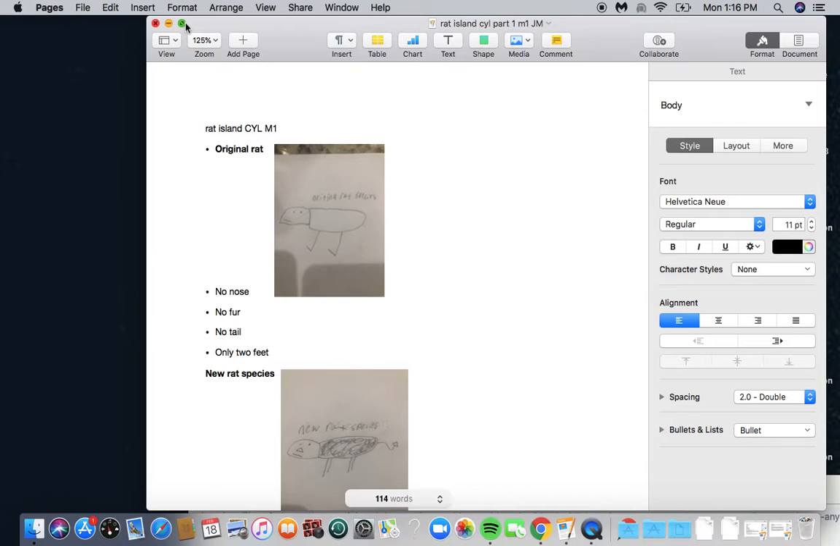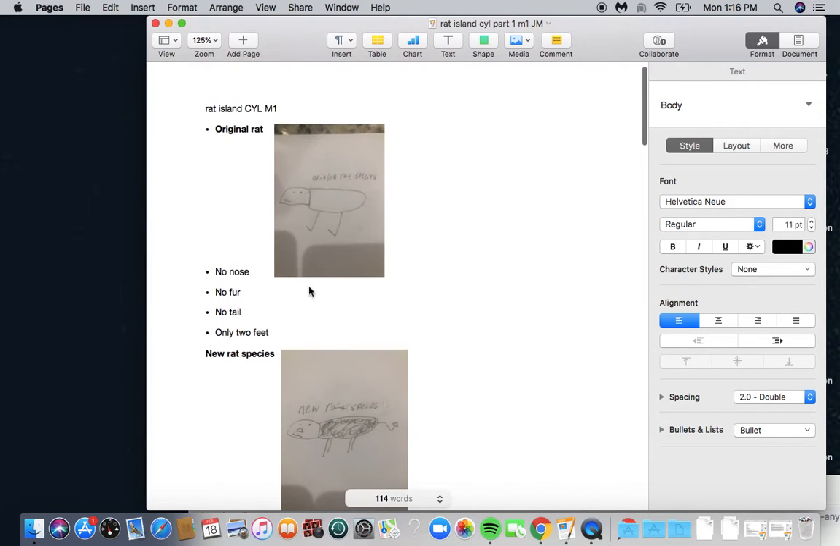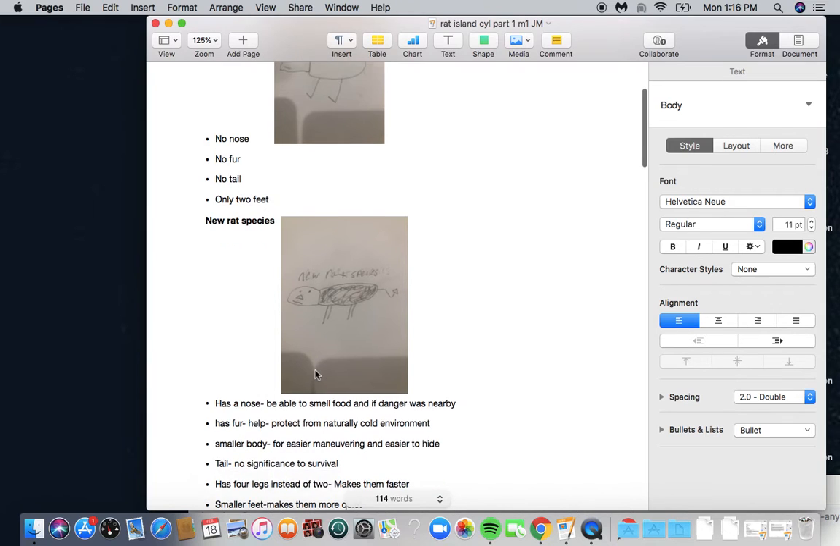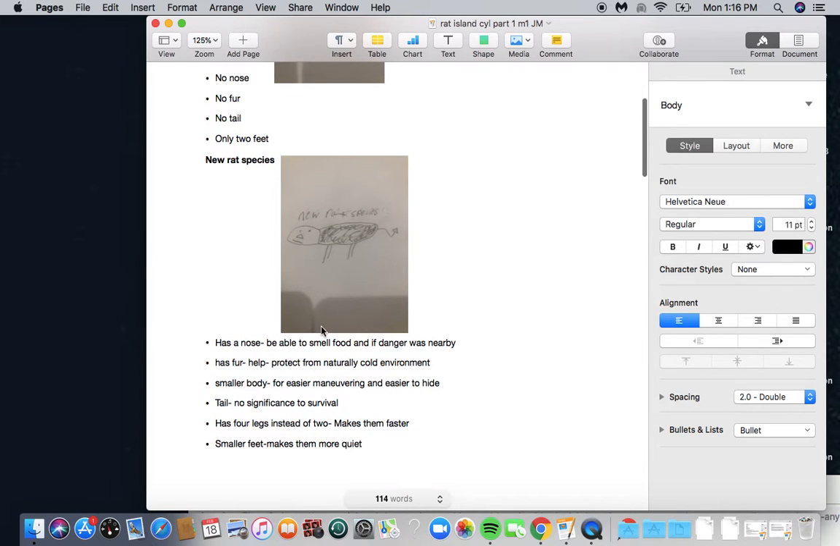Natural selection obviously has killed off the original rat because the original rat is pretty useless. It doesn't have a ton of value in the world. The new rat species, on the other hand, has been able to survive through natural selection, obviously, by adding on all of these new features to its body through mutation.